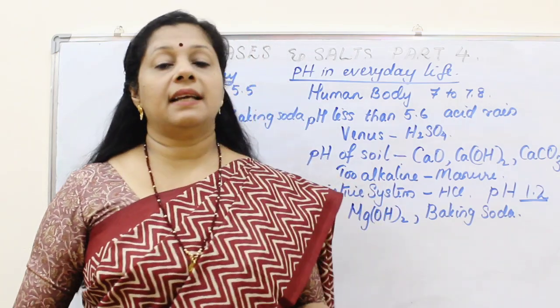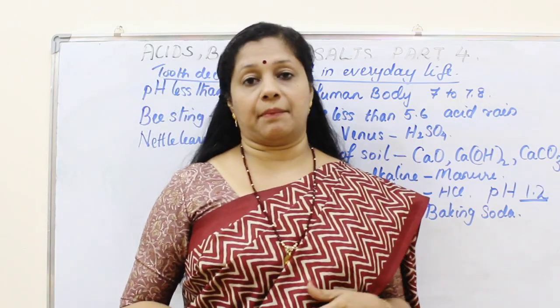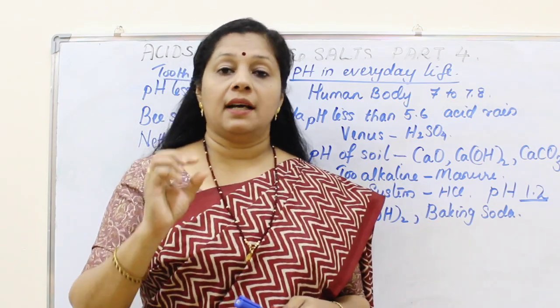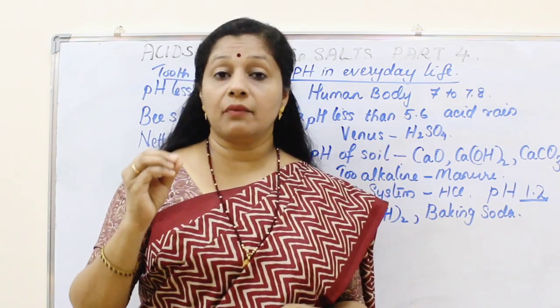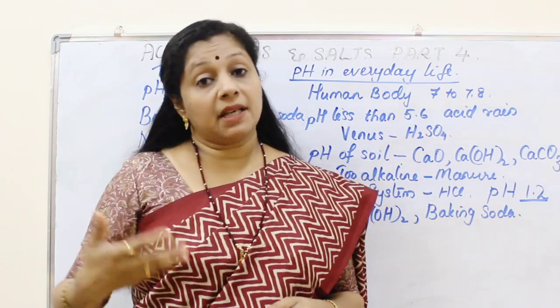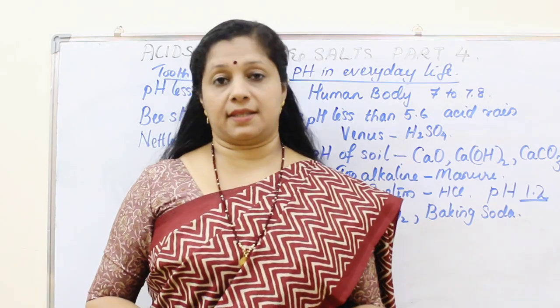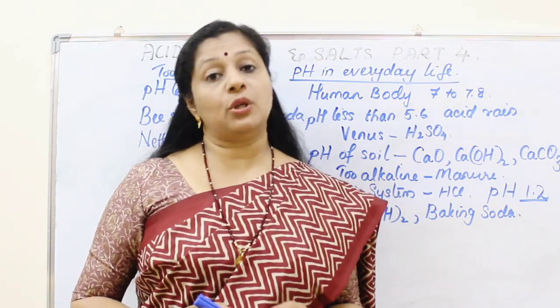So when can we say acid rain is happening? Rainwater is basically acidic in nature because it contains carbonic acid, but it's a weak acid. But when does it become strong acid rain? If the pH is less than 5.6. It happens in highly polluted cities.